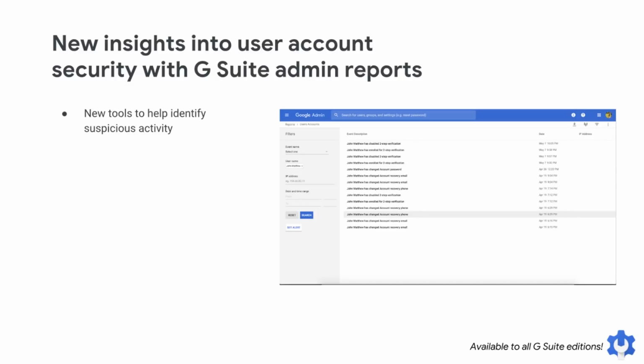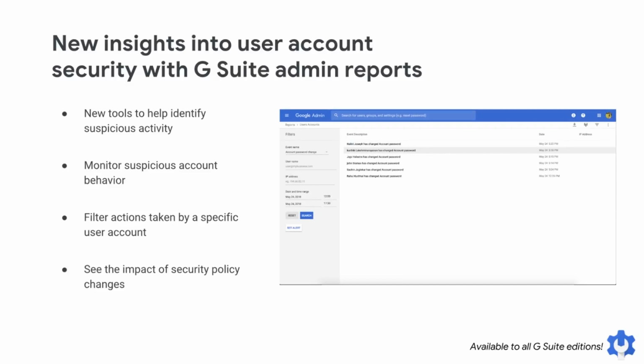We're adding reports that surface more information on user account activity to protect your organization's security. These new tools will help you identify suspicious activity and see the impact of security policy changes. You can use these reports to audit and set alerts for critical user actions, like password changes, two-step verification enabling or disabling, or account recovery info changes. You can also get visibility into actions that will help you identify suspicious account behavior and detect when user accounts may have been compromised. Lastly, the new reports can also be used to provide visibility into your organization's security initiatives. Check out the Help Center for more information.